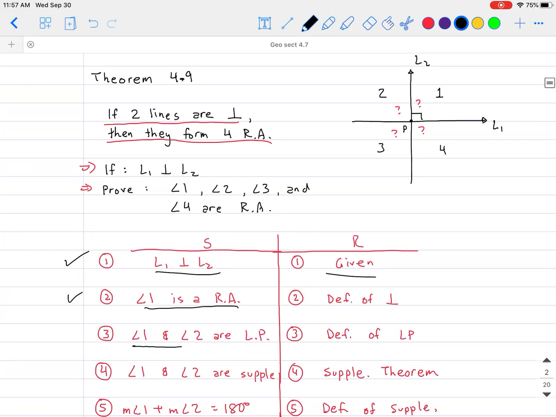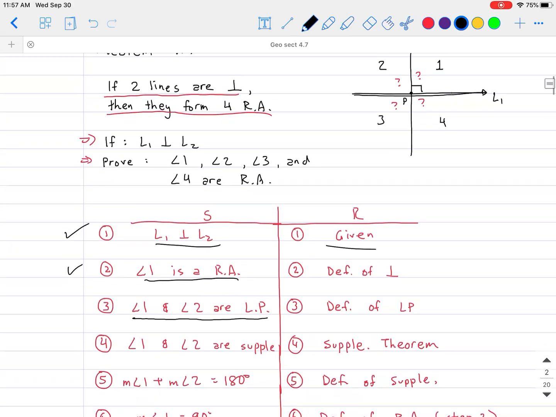And that's basically saying, let angle 1 and angle 2 be linear pairs. You can see that they are all on that straight line of line 1, so that's why we can do that. Can I say some other ones? Yeah, definitely. I'm just going to choose one of them for right now.